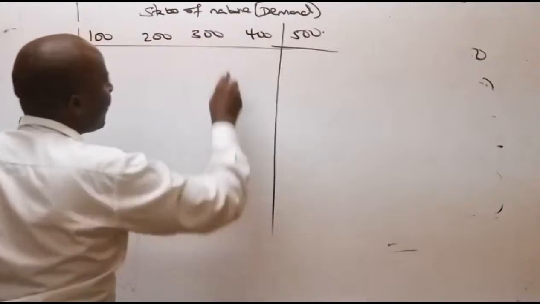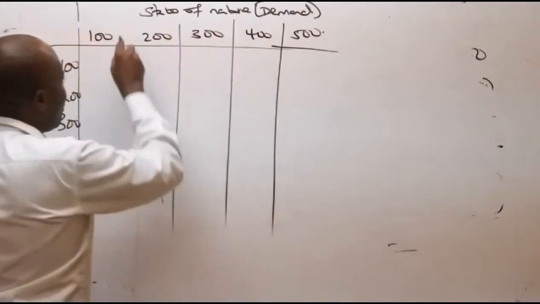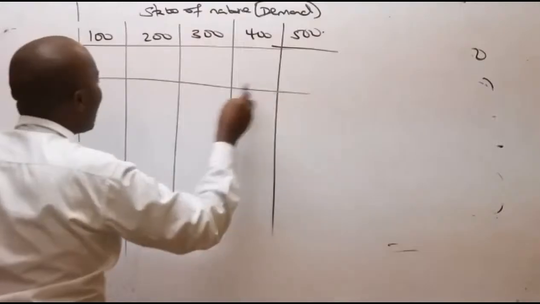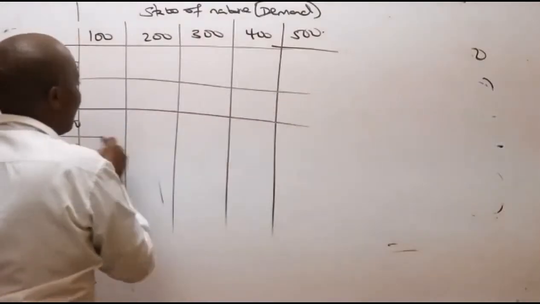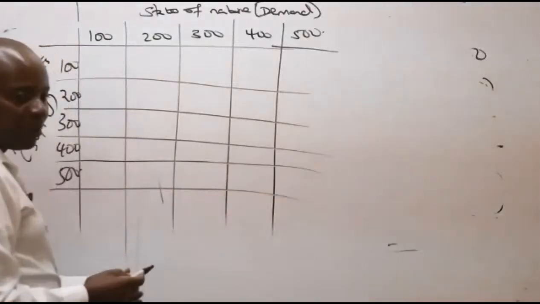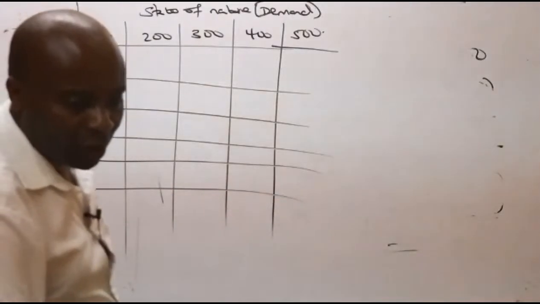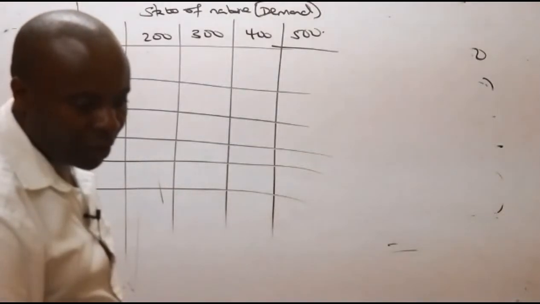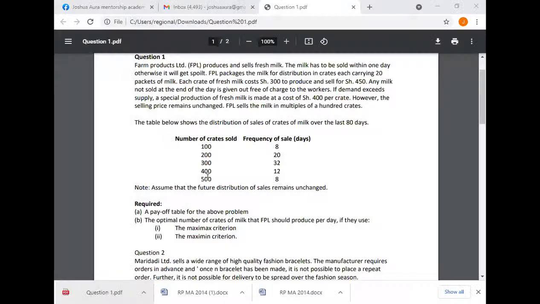So then, ladies and gentlemen, what we're going to do is to have our cells. Where did I get this 100, 200, 300, 400, all the way up to 500? Where I got them from, ladies and gentlemen, is here. In this particular question that you happen to be having on your WhatsApp, they have told us the number of crates sold. You can see from 100 to 500, right? So these are the ones that I've worked around to be able to get the supply and the demand. So, ladies and gentlemen, we can now read here.